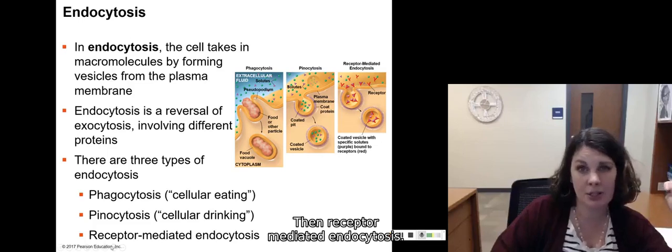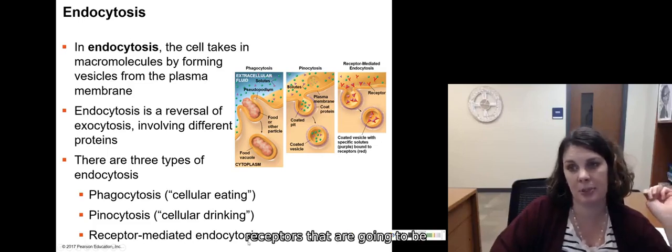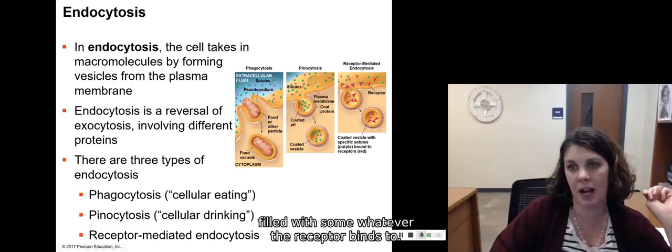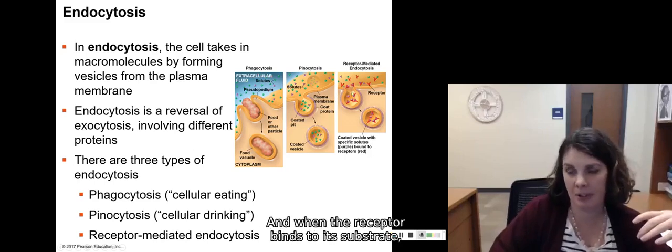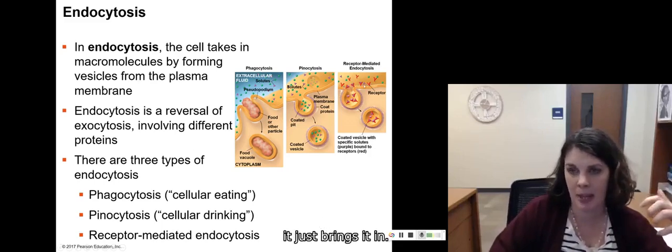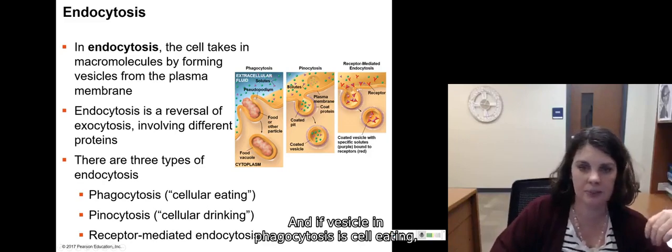And then receptor-mediated endocytosis. This is going to be when you have receptors that are going to be filled with whatever the receptor binds to. And when the receptor binds to its substrate, it just brings it in a vesicle.